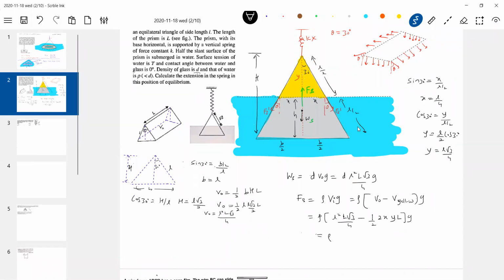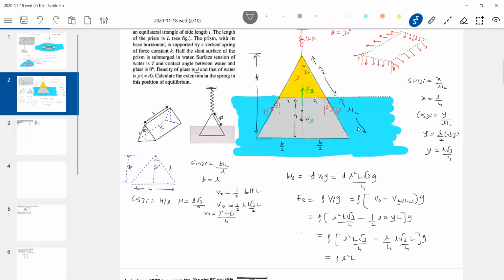No, let me take the next part. Now what is x? L by 4. So 2 gets cancelled, so L by 4. What is y? L root 3 by 4, into L into g. Rho L square will come out. So root 3 by 4 minus root 3 by 16. 1 by 4 we can take outside, no? Then 1 minus 1 by 4, which is 3 by 16.